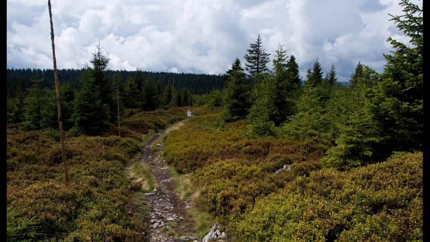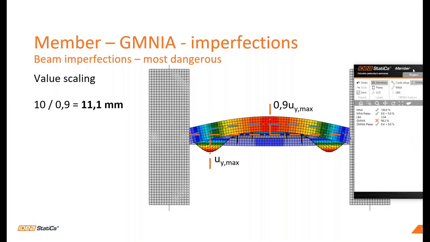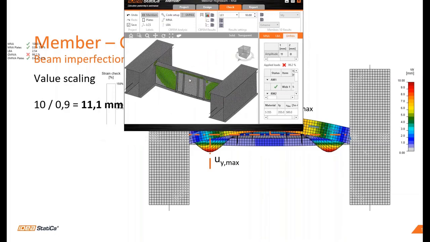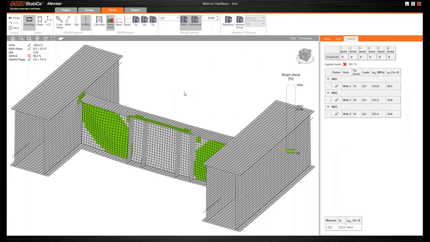Right now, I will show you the results of the final analysis. You can see that with imperfection 11 millimeters, the geometrical, material, and nonlinear analysis with imperfections didn't finish the calculation. It didn't apply 100% of the loading because the mathematical process didn't converge to the end.